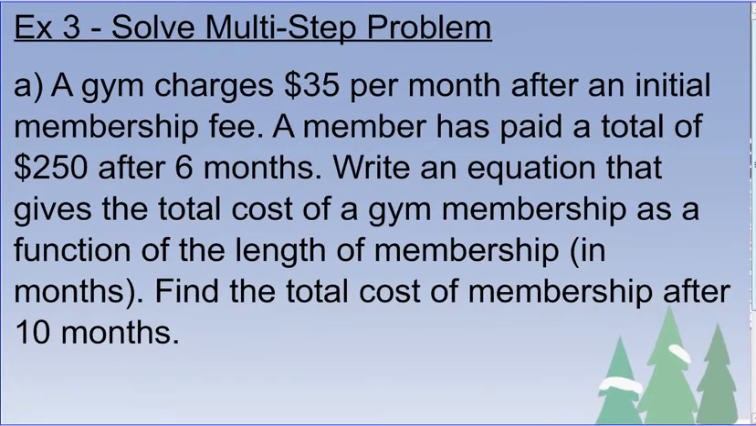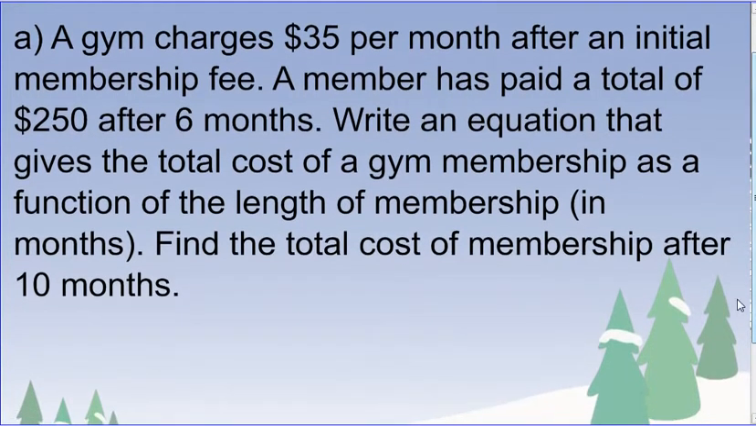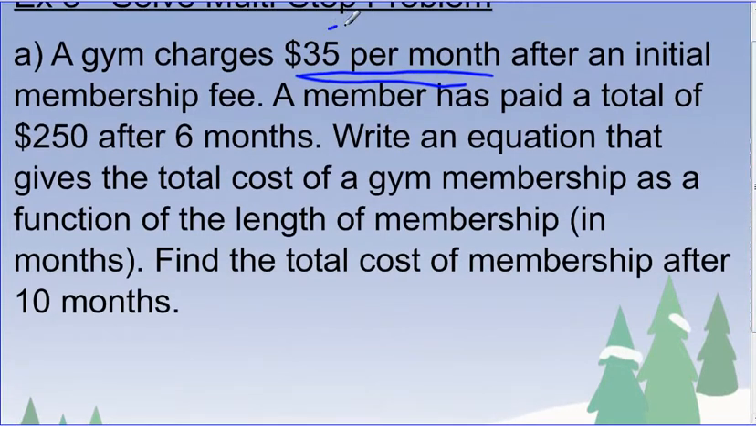Okay, so let's see. Letter A says, a gym charges $35 a month after initial membership fee. Okay. So this is that type we had in that other lesson, where it's $35 a month. This is getting repeated multiple times. So that's going to be like 35x or something like that, because it's happening over and over again, so we're going to be multiplying. Okay? So it's $35 a month after an initial membership fee. It doesn't say what that is yet.